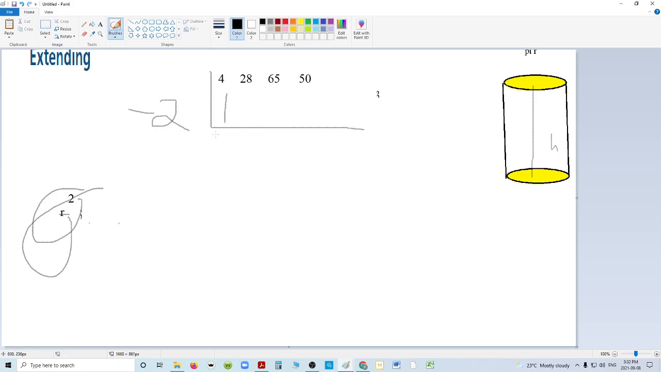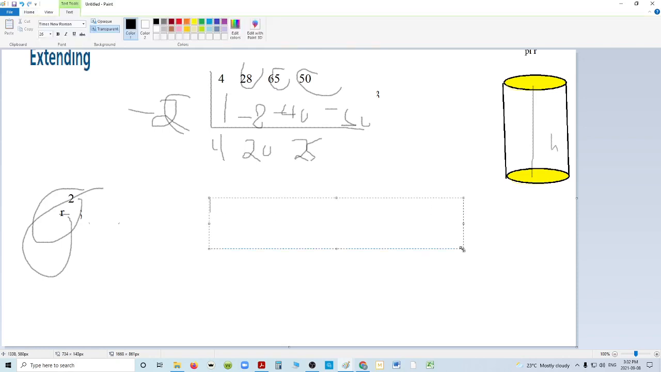We'll start by bringing the 4 down. What's 4 times minus 2? Minus 8. What's 28 plus minus 8? 20. What's minus 2 times 20? Minus 40. What's 65 plus minus 40? 25. What's minus 2 times 25? Minus 50. What's 50 plus minus 50? 0. So we have this, 4, 20, and 25. Great. We're left with 4x squared plus 20x plus 25.